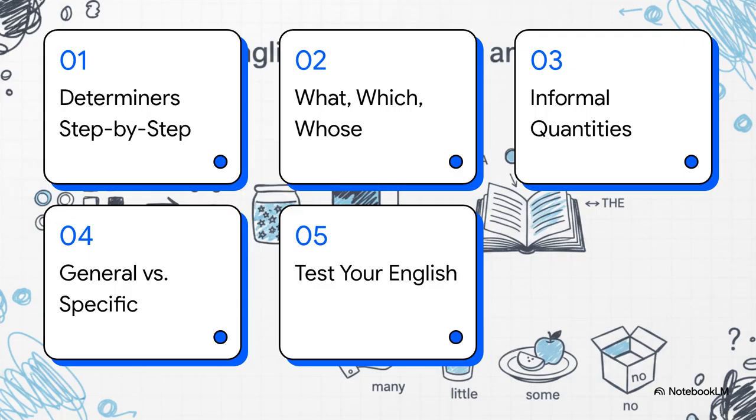All right, here is our game plan for today. 1. Determiners step by step. 2. Are detectives, what, which, and whose. 3. Expressing informal quantities. 4. General versus specific. And 5. We're going to put your English to the test.